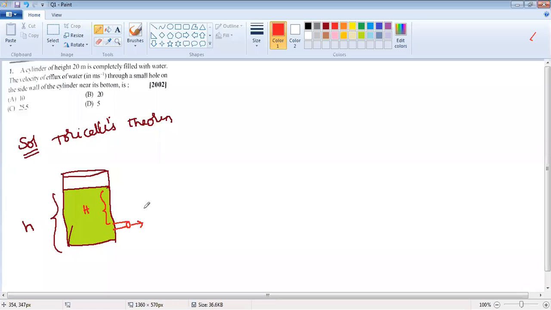Now the speed of the efflux, that is v, is equal to root over 2gh. Here this is the small a, and this is the capital A, where A is very much greater than small a. Do you remember that? So this is the speed of efflux. Exactly the same concept. Look at the question, a cylinder of height 20 meter is filled with water up to that.